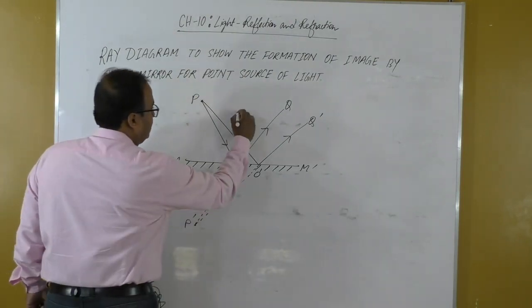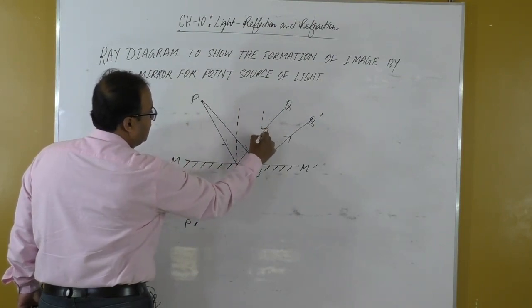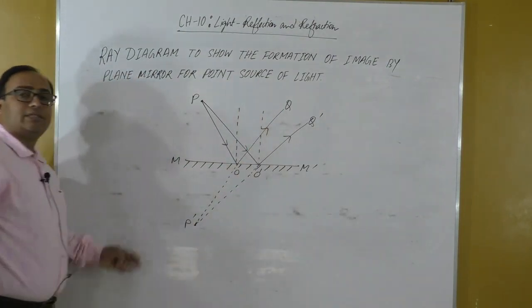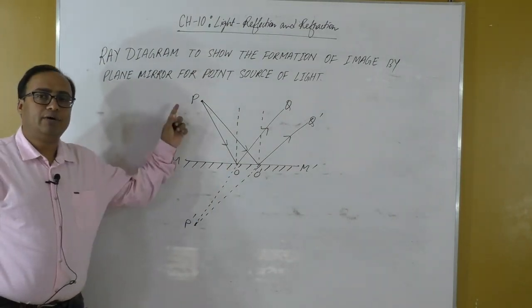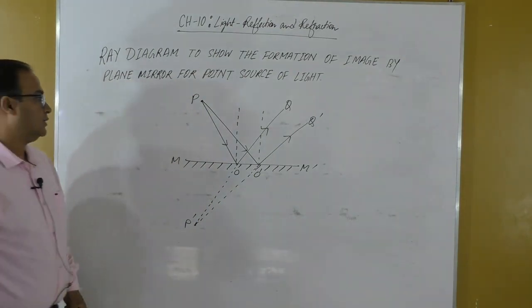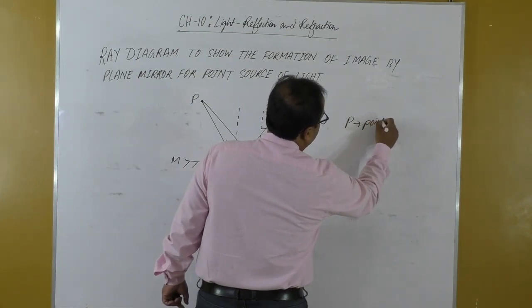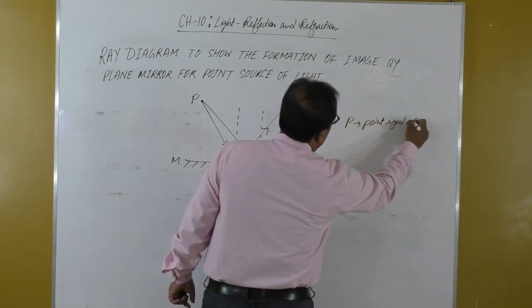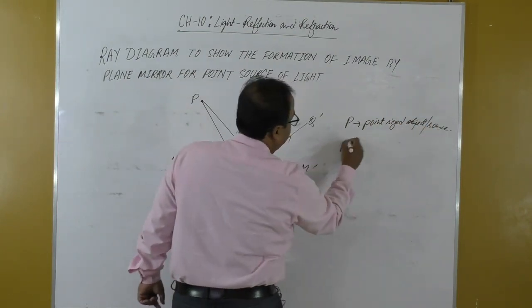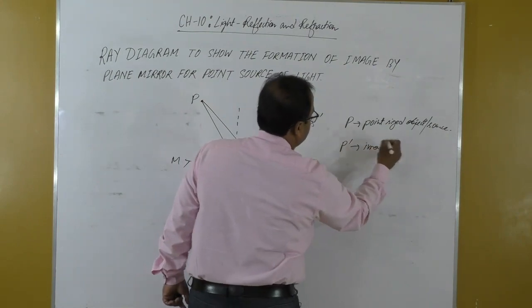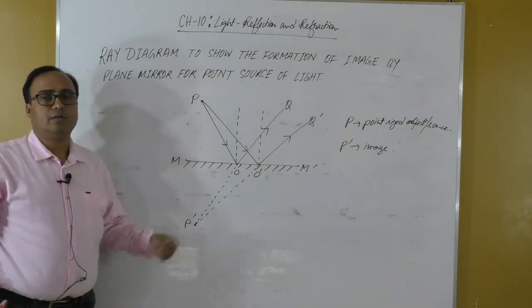If you want, you can draw normal here. Normal is a perpendicular drawn at the point of incidence. So this diagram represents the formation of image by a plane mirror for a point-sized object or source. So here P is the point-sized object or source of light, and P dash is the image. You should draw this diagram properly in your notebook.